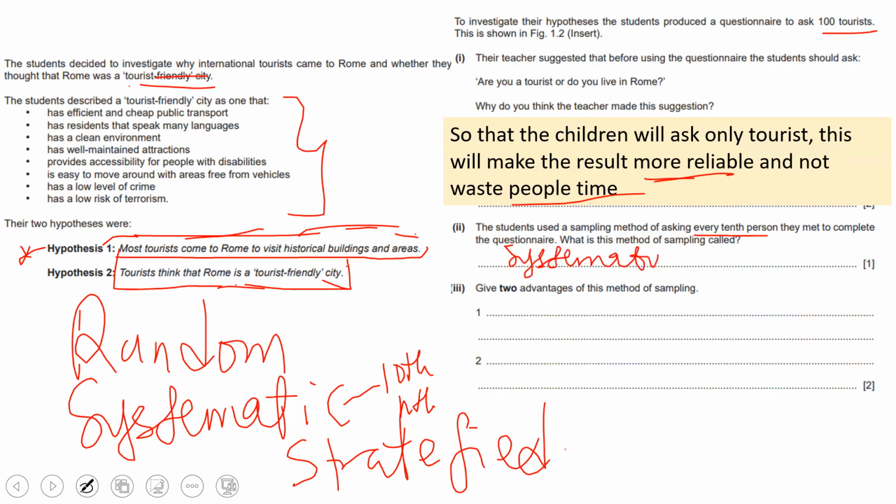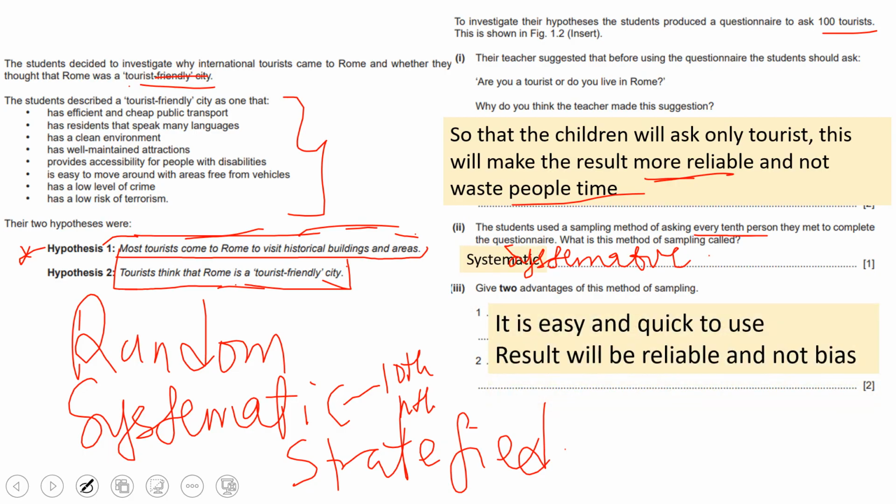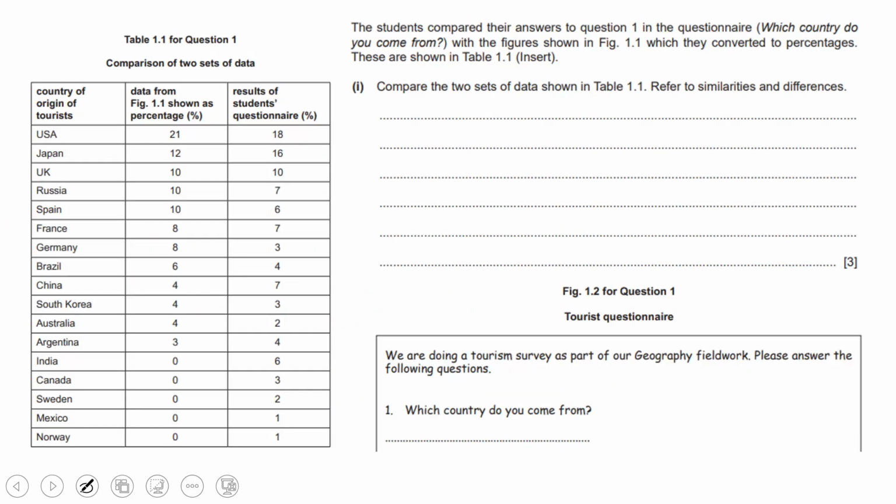That's systematic sampling. And the advantage is that you do not have to use random generation numbers. It is reliable. It gives you a more reliable result. So, systematic is easy and quick. The result is more reliable. There is no bias. You don't have to use random generating numbers. You don't have to use a random table, just like in the case of random sampling. So that makes it quick and more reliable.